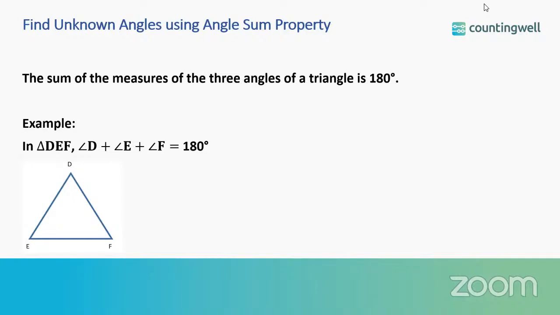Let us find unknown angles using angle sum property. First of all, let us see what is angle sum property. Angle sum property of a triangle states that the sum of the measures of the three angles of a triangle is 180 degrees. For example, in triangle DEF, angle D plus angle E plus angle F is equal to 180 degrees.